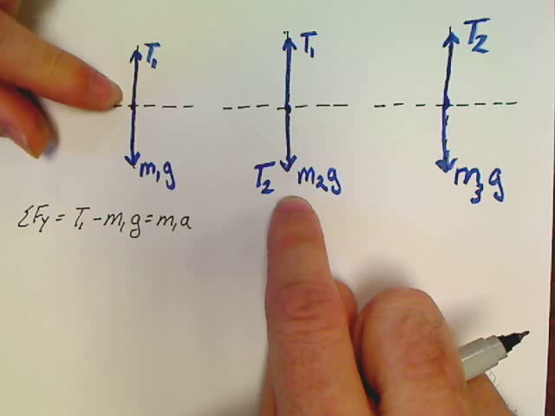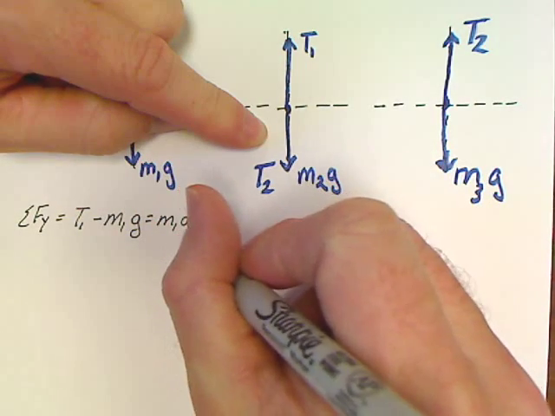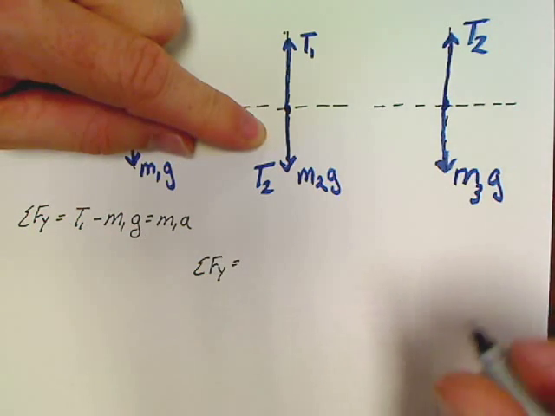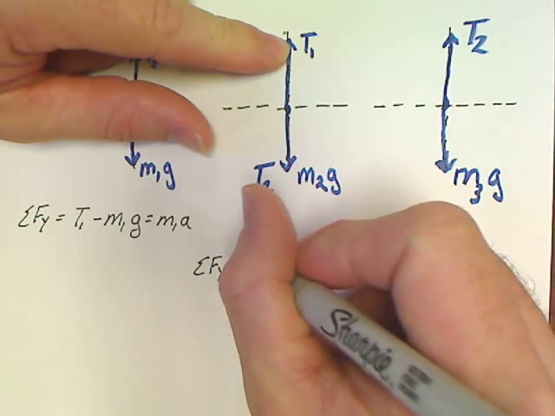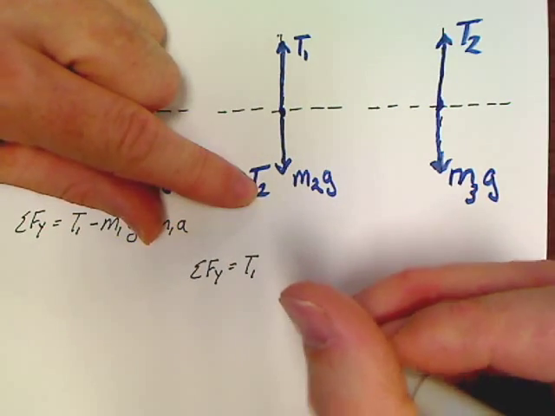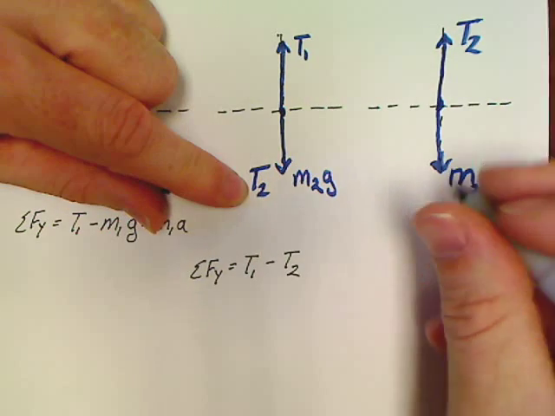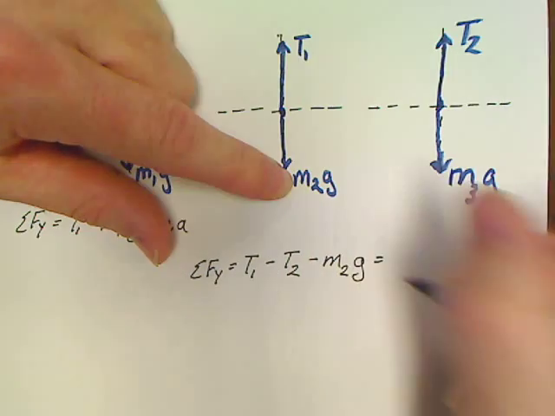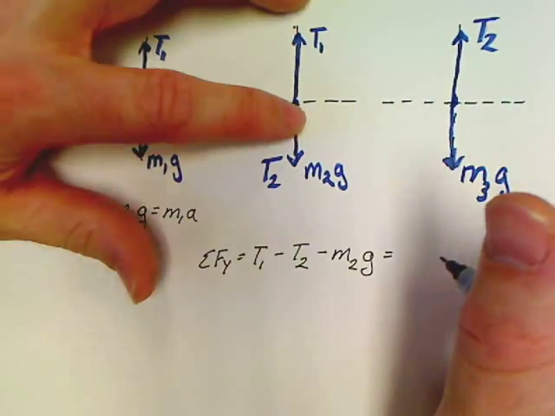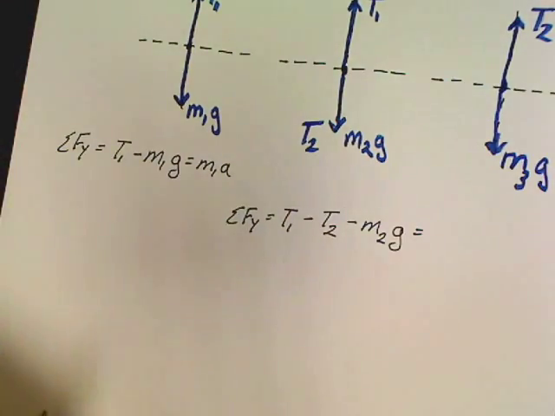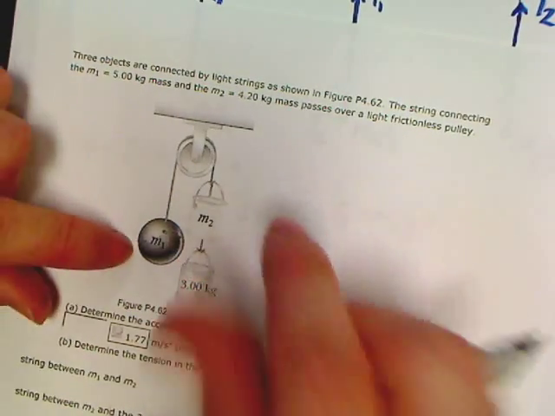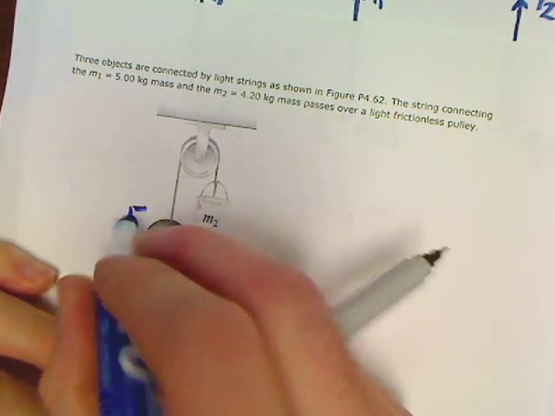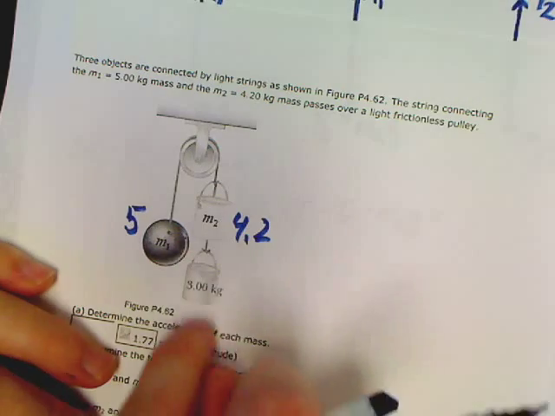Now, let's move on to this object. Sum of the forces Y. I'm going to stagger these a little so that I've got room to write. Sum of the forces Y. For this object, we've got the T1 up. Then we've got minus T2 and minus M2G equals, this object is falling. This object, I think, hold on, I may be wrong. Let's look at this. I may have already screwed this problem up. M1 it says, alright, it says that, nope, we're good. It says that this is 5 and this is 4.2 and that's 3.